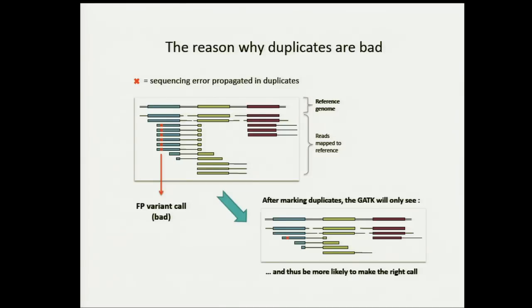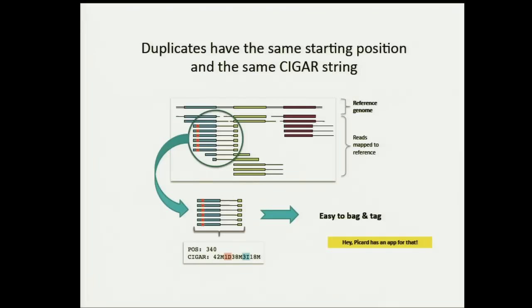So that's the goal of marking duplicates. It seems like a very simple process, and it kind of is. It's just looking for things that are exactly the same. And we have many, many tags and markers in the alignment process, actually from the sequencing process, that the aligner just passes through, that tell you whether or not these are the same molecule.